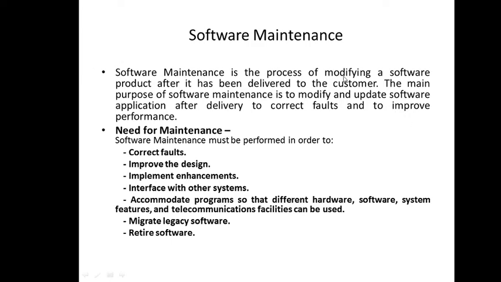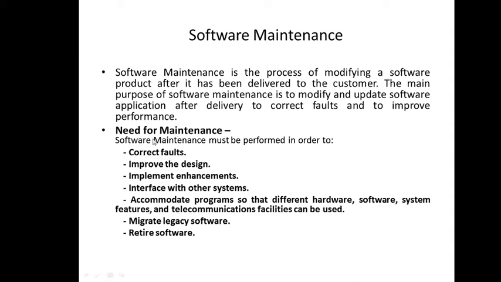Software maintenance is the process of modifying the software product after it has been delivered to the customer. The main purpose of software maintenance is to modify and update a software application after delivery to correct faults or to improve the performance. There can be different reasons for which a modification is required. Based on that, software maintenance is divided into various categories that we have already discussed. Prior to this, we'll be discussing why maintenance is required.